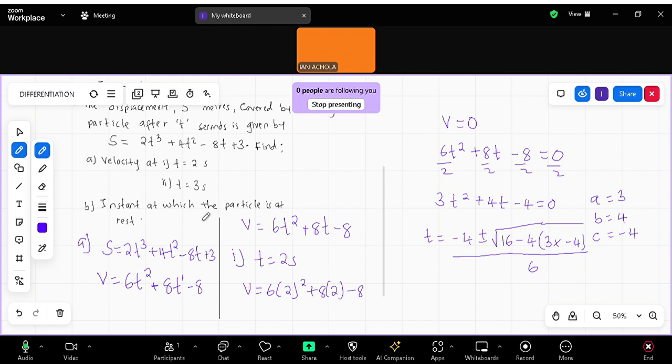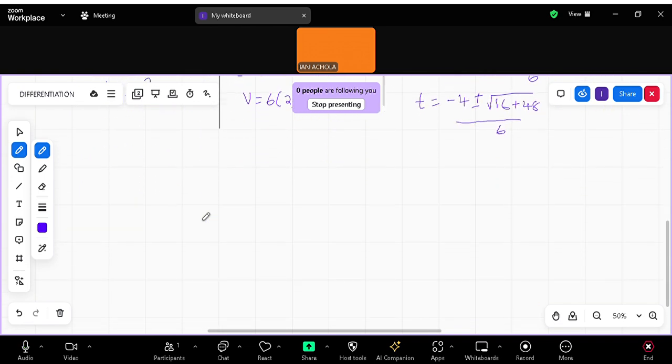So the value of t, the instant at which it becomes, is minus 4 plus or minus square root of, this is 16 plus 48, divided by 6. So this gets the value of t. T is equal to minus 4 plus or minus, so 16 plus 48, that gives 64. Square root of 64 is 8, over 6.